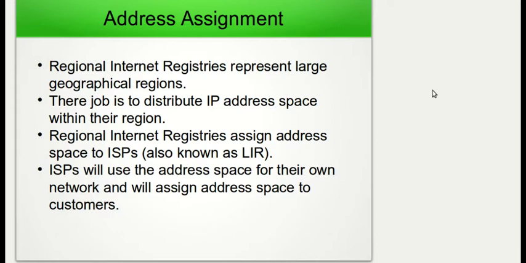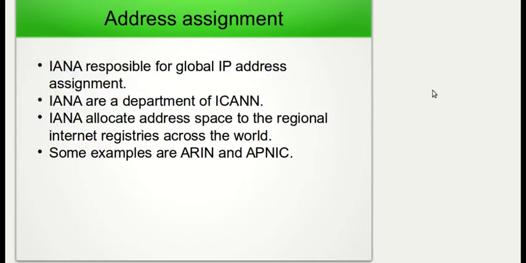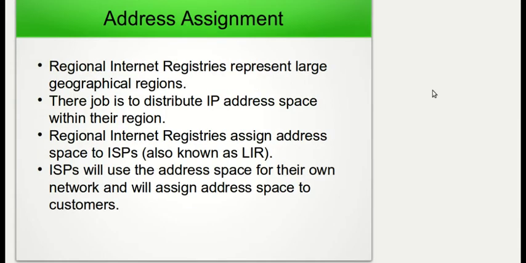So regional internet registries would assign address space to ISPs. As an example, if we take ARIN, who is responsible for the American region, its job is to assign IP address space. It's been given a block of IP addresses that it can assign. Its job is to assign IP addresses to companies, ISPs, national internet registries, and local internet registries within the American region.